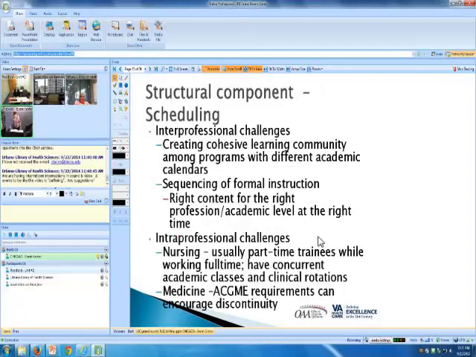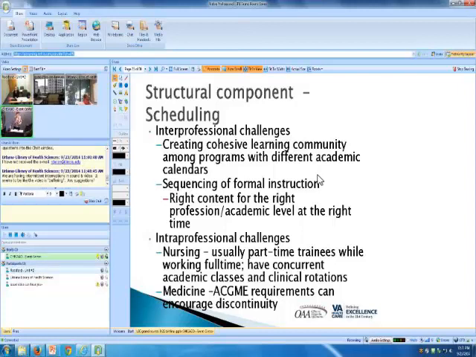So some of the structural components have certainly been challenging. When we have the interprofessional teams there together, it's really creating a cohesive learning environment among the programs with different academic calendars. Really, it's only been the NP student who is concurrently taking classes, writing papers, taking tests. The physician residents are done with that. The psychologists and the pharmacists are done with that part of their training. So it's really the NP student who kind of has that learning curve also.